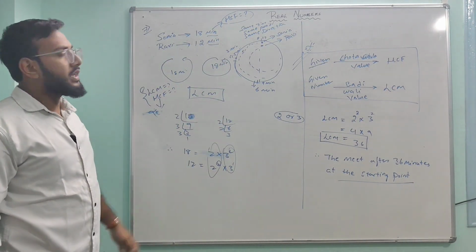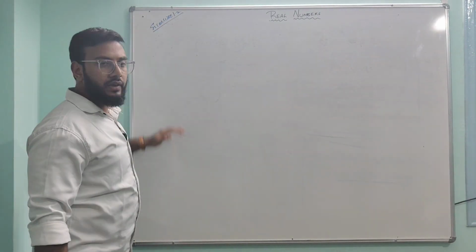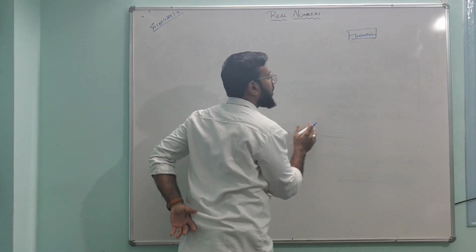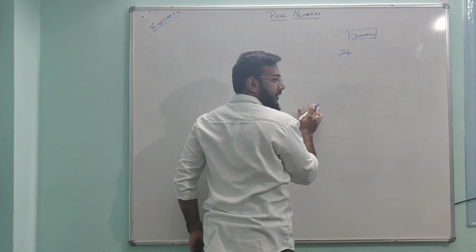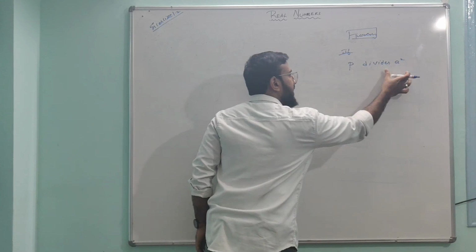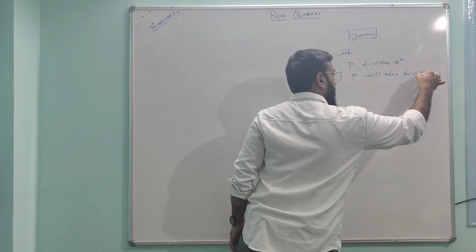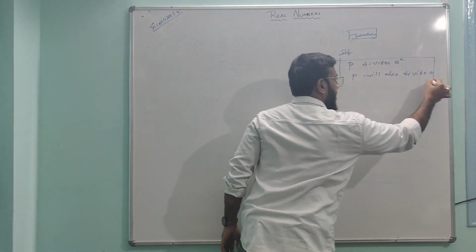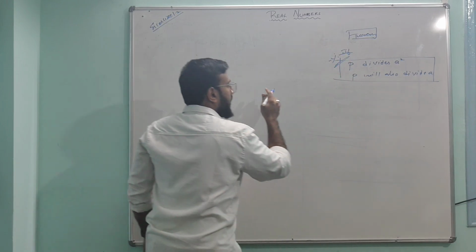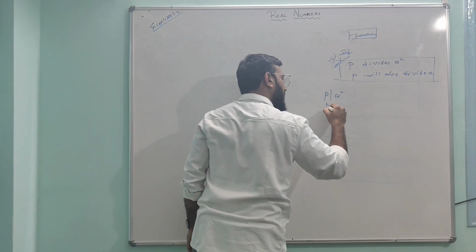Hope it is clear. We'll move to the next exercise 1.2. Before getting into exercise 1.2, we learn an important theorem from your chapter point of view, which states: if p divides a square, p will also divide a. Very important concept. Let us take an example. p divides a square. What is it telling? If p divides a square, p will also divide a.